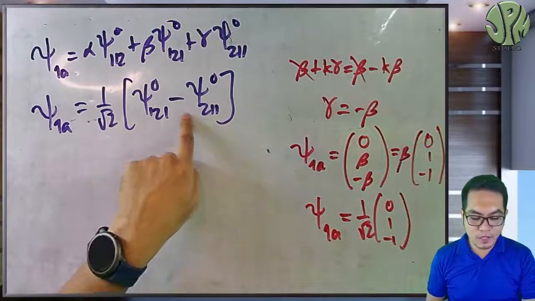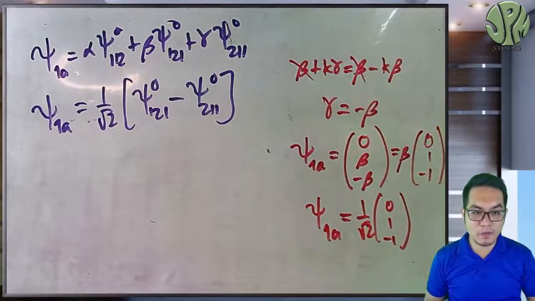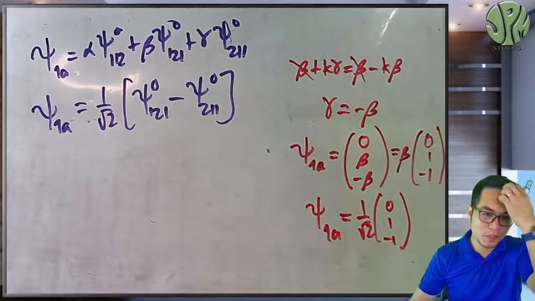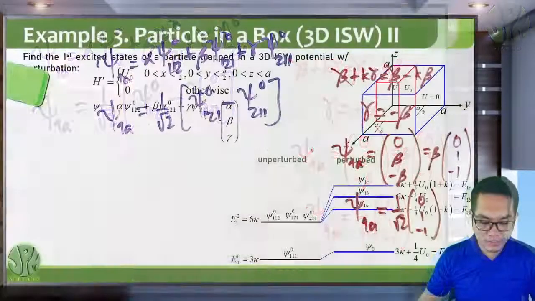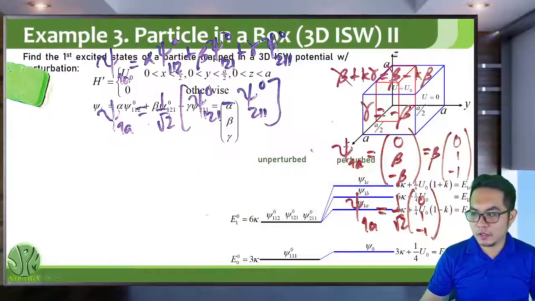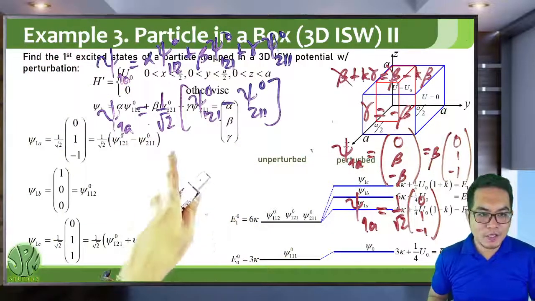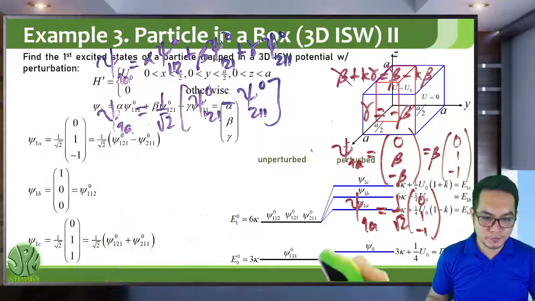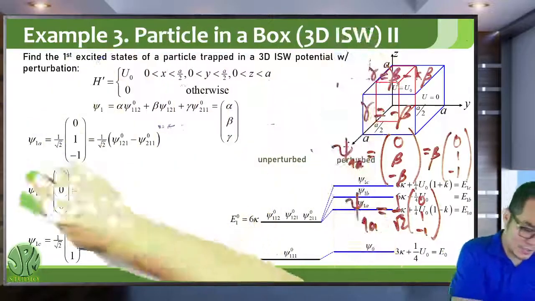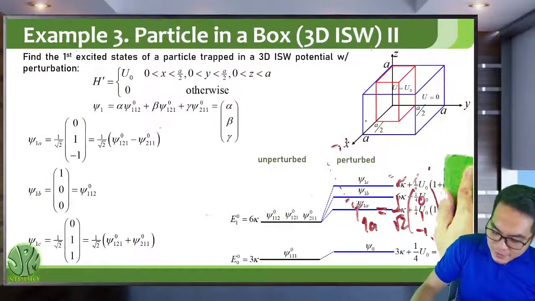You subtract the expanded version of this one from that one and multiply by 1 over square root of 2. But actually you don't need to do that. This is already enough. Okay, so this is our result, 121 minus 211 for the first state. You do the same for the other states.